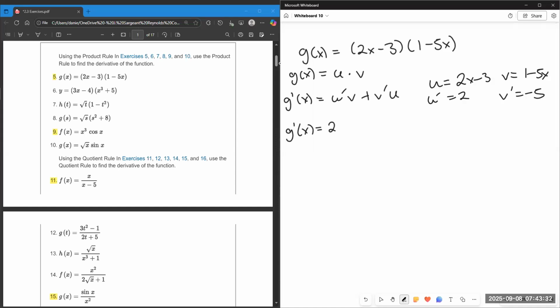U prime is 2, v is 1 minus 5x. That makes this part of the multiplication here, plus v prime is -5, and u is 2x minus 3, and that makes this part here, and it makes a nice x. Don't tell your teacher that you're cross multiplying. You're not. It's only in proportions that we cross multiply. I just want you to see that it makes an x, that you're supposed to multiply opposite corners like that in your chart.